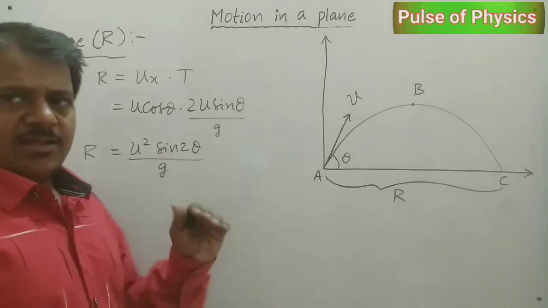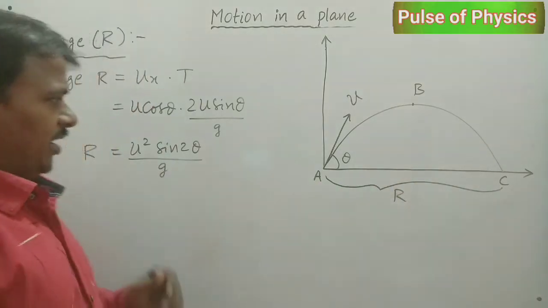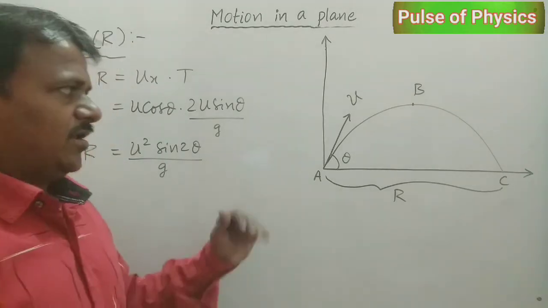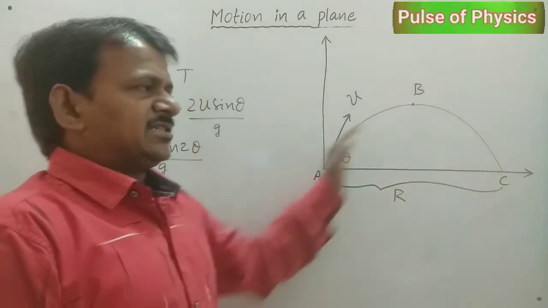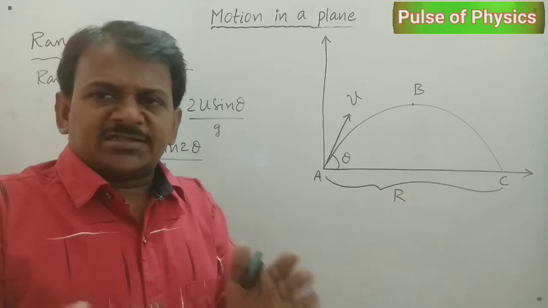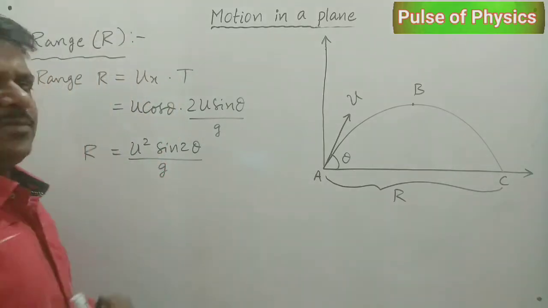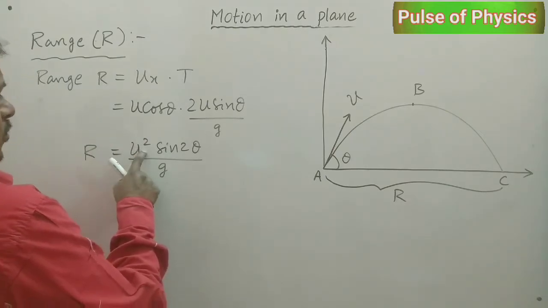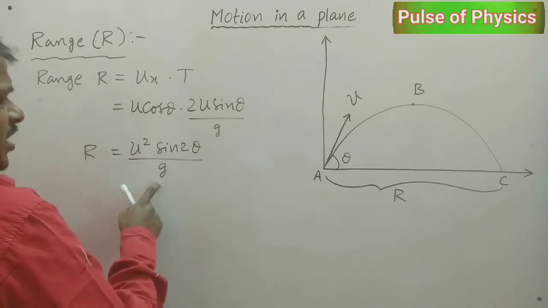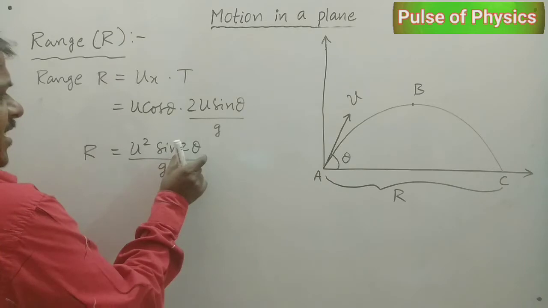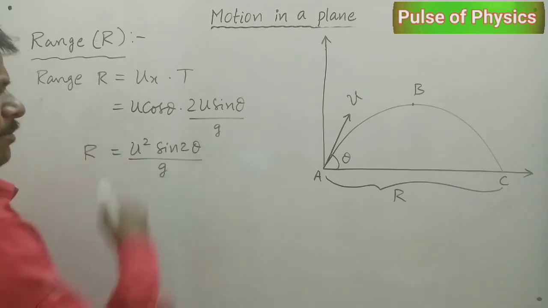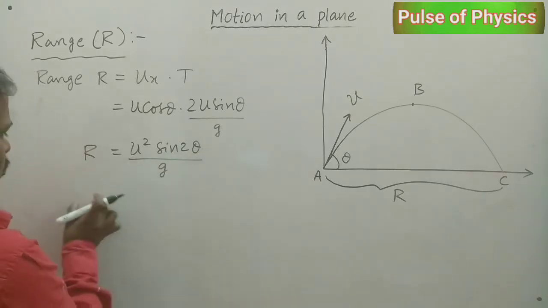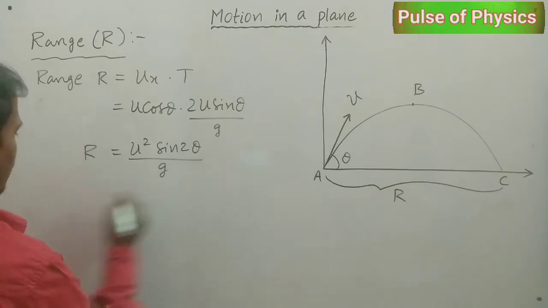Right? When will the range be maximum? If I project a body with velocity u at different angles, 30 degrees, 45 degrees, 60 degrees, etc., then when will we get maximum range? You see the formula: for a particular velocity u and value of g, these two are constant. When sin 2 theta is maximum, the range will be maximum.